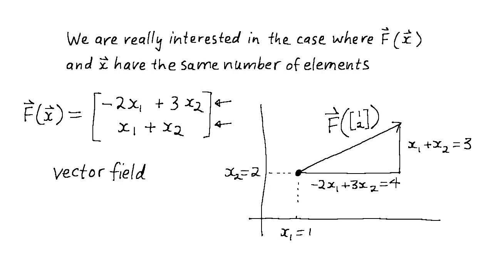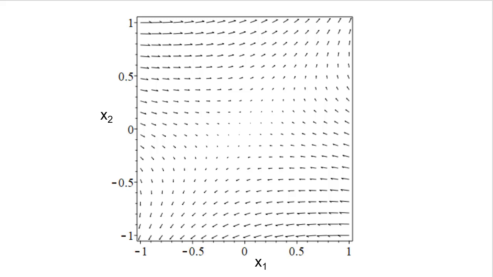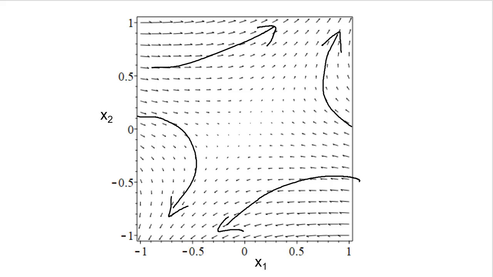If we repeat this procedure a number of times at many different points in the plane, then we get a plot that looks like this. A field of vectors. A field of vectors that suggests movement or flow. Given that the plot suggests movement, it's hardly surprising to find out that vector fields play an important role in models of dynamic biological phenomena. More about that in later videos.